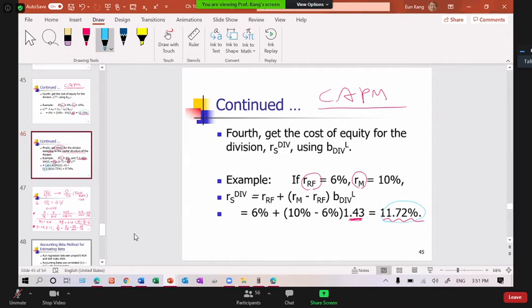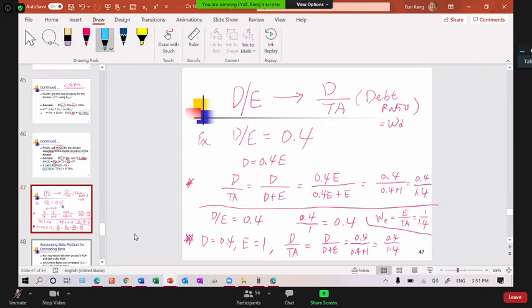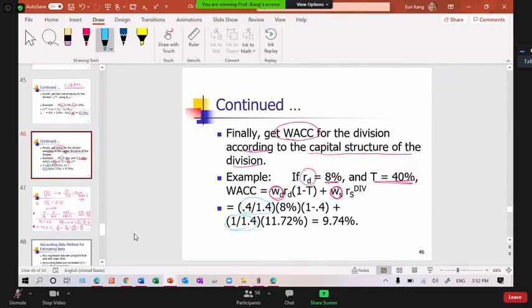Professor, could you go to slide 47 just for a second? Okay, thank you. So then, if you do that, the answer is 9.74%. That is the final WACC for the division. So the divisional cost of capital is 9.74%.